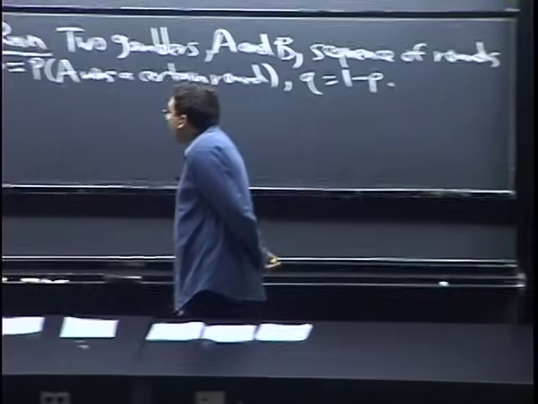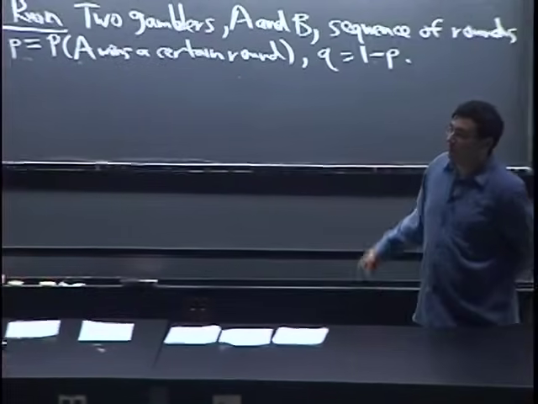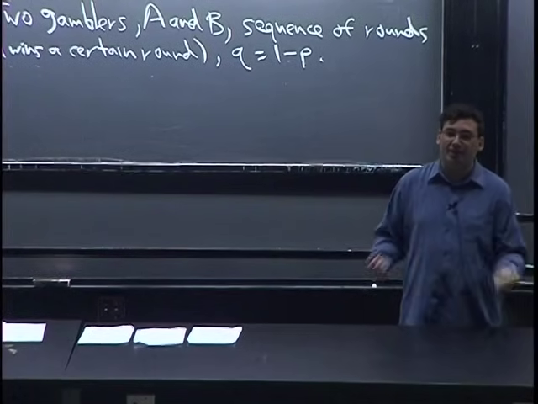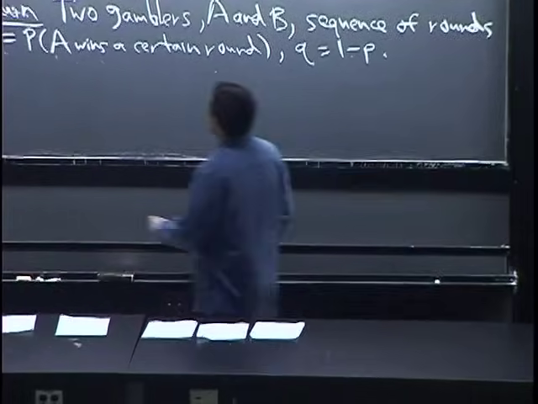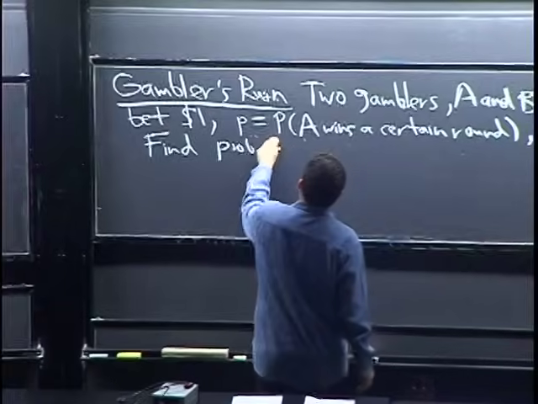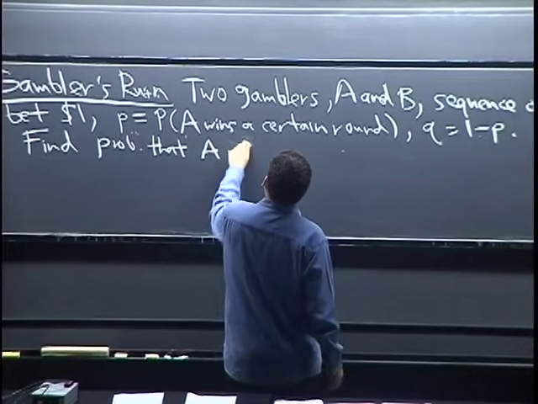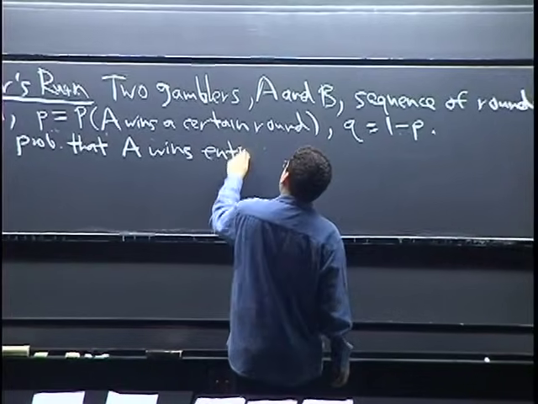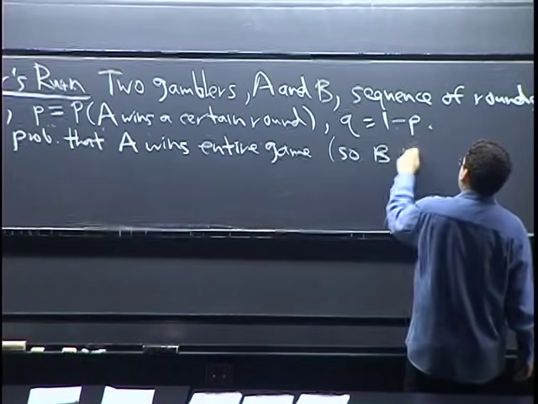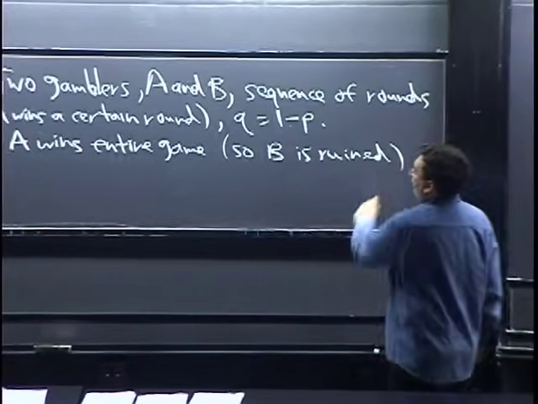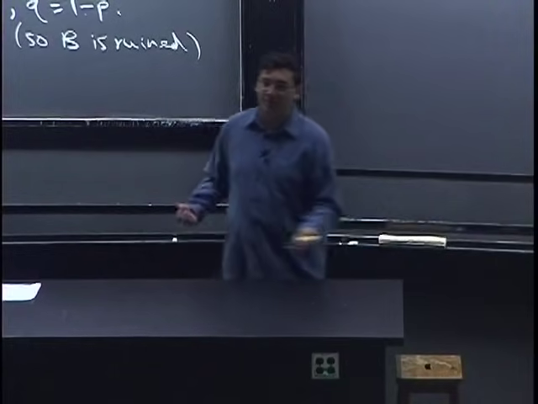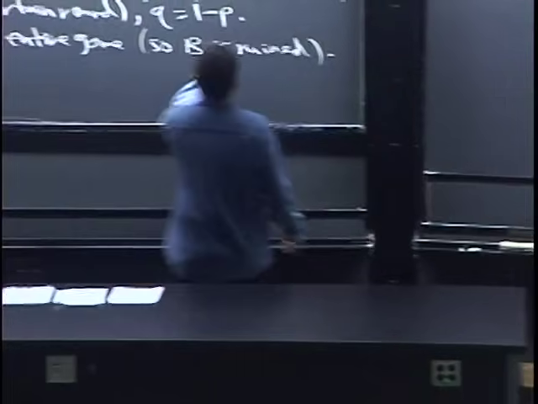And the problem is to find the probability that A wins the entire game. That is, that A wins all the money and B goes bankrupt. So that's the problem: find the probability that A wins the entire game. So B is ruined, we would say. Or we could ask the other question, what's the probability that A gets ruined? But of course, if we can do one of those problems, we can do the other one in the same way. I'll put "ruined" in quotes.